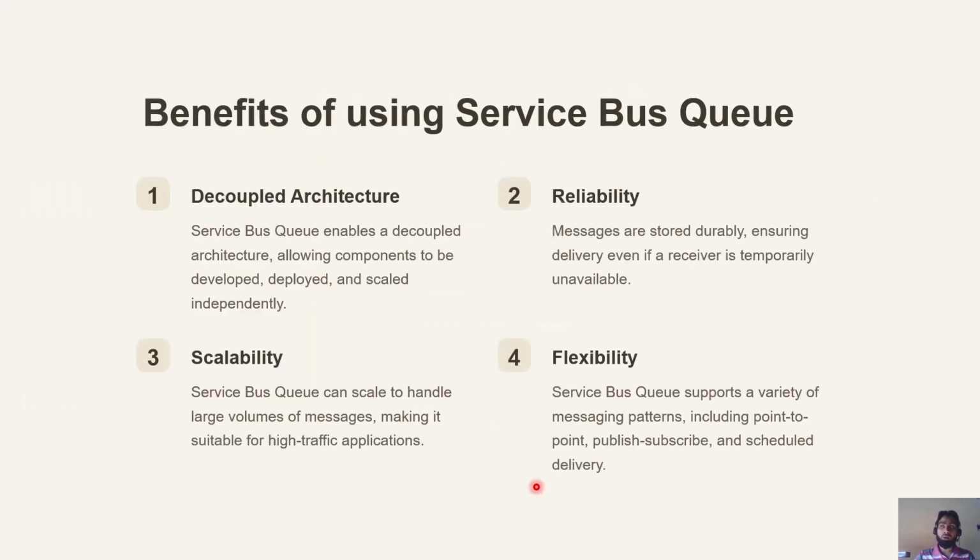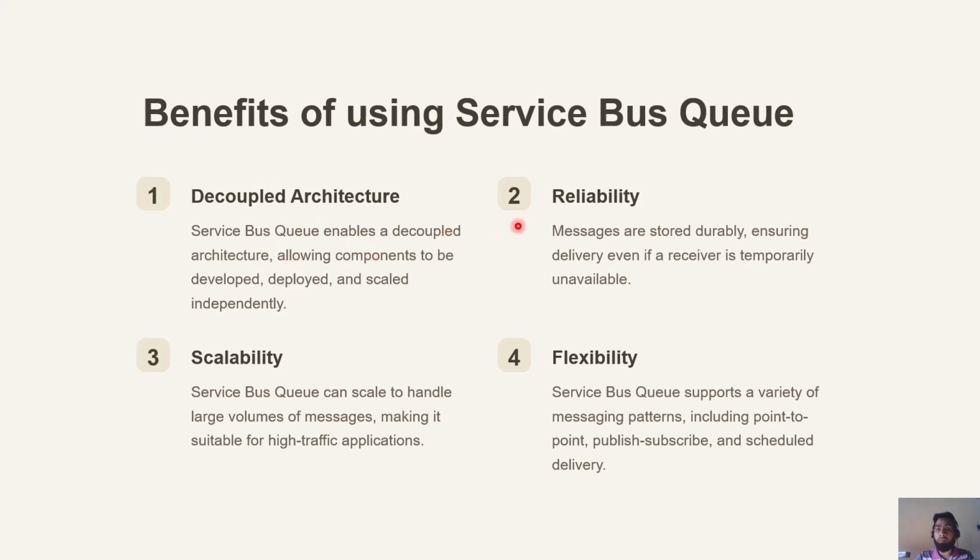Let's proceed further. What kind of benefits or features do we have for service bus queue? First, we have decoupled architecture. It helps us decouple our components, because if for some reason we are sending a message from A to B and B is down, then we can keep the message in the service bus queue. So there is no point in stopping everything. From that perspective, it is very important when your architecture needs to be decoupled.